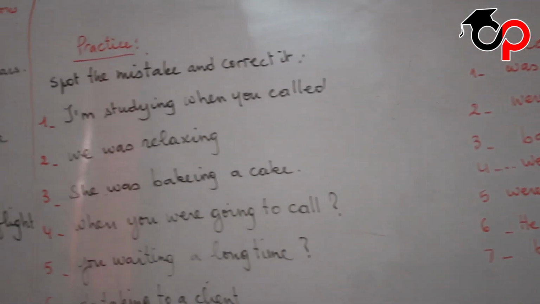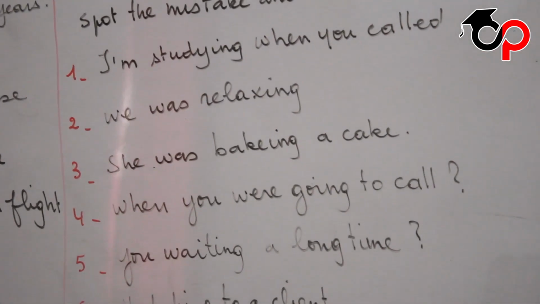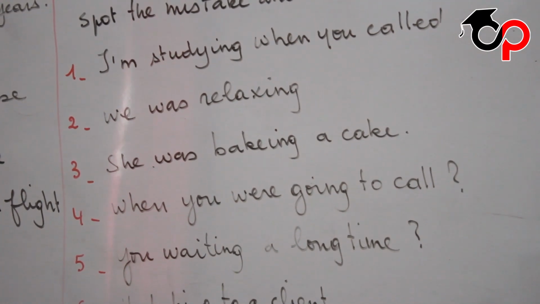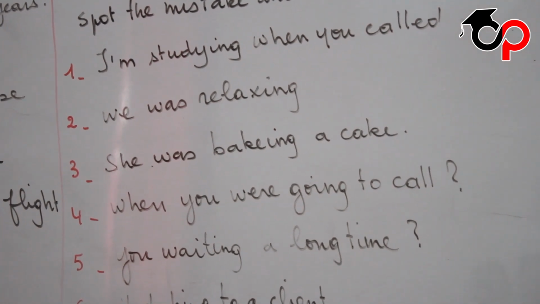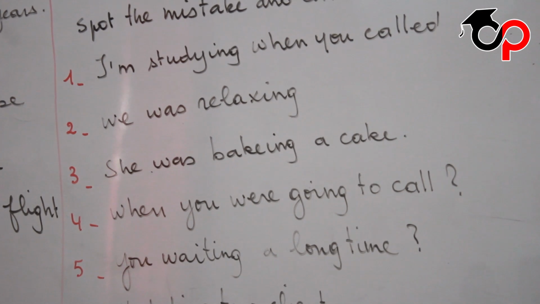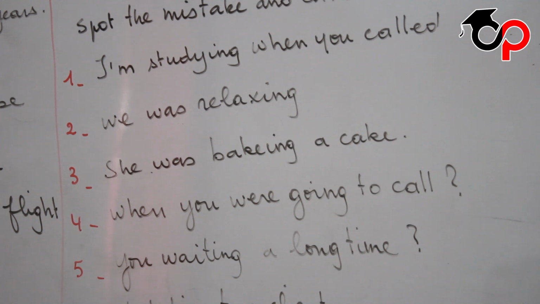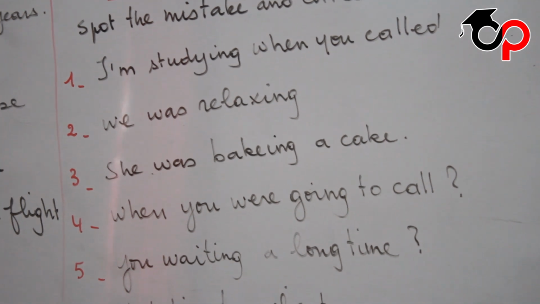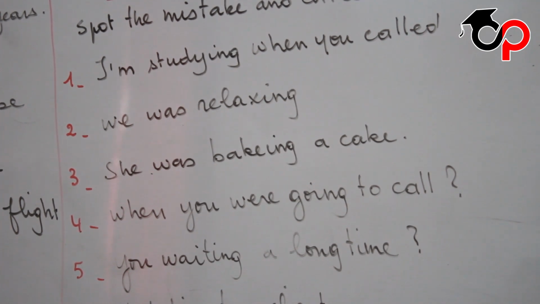Sentence 3, she was baking a cake. So we have the auxiliary to be in the past. We have stem plus ing. You may say it's a correct form, but no. Here it is not a mistake in the tense form, but it's a mistake in spelling. As you remember, I told you before that in verbs ending in E, we omit the E and we add the ing. So here we say, she was baking the cake, you omit the E. So it is a spelling mistake.